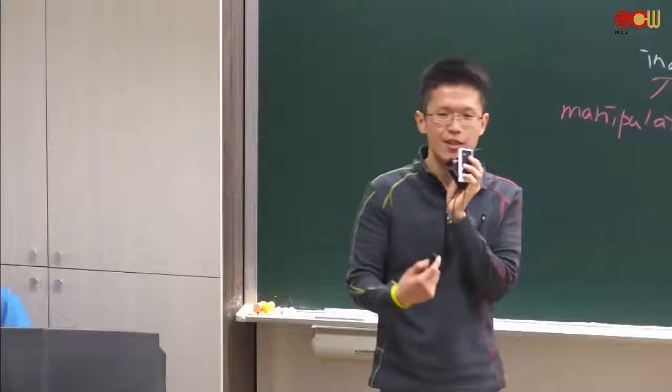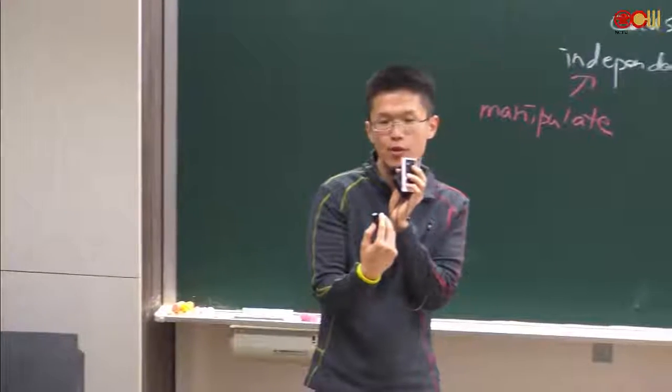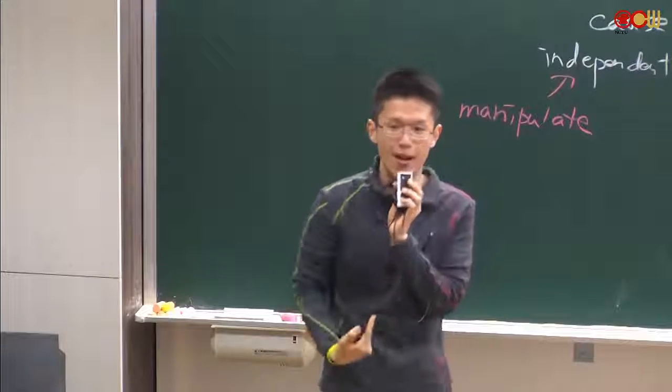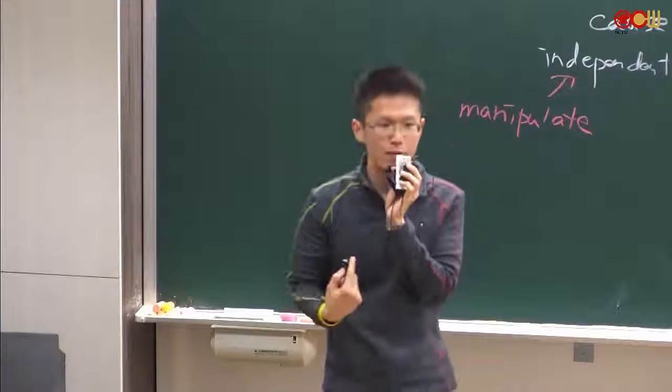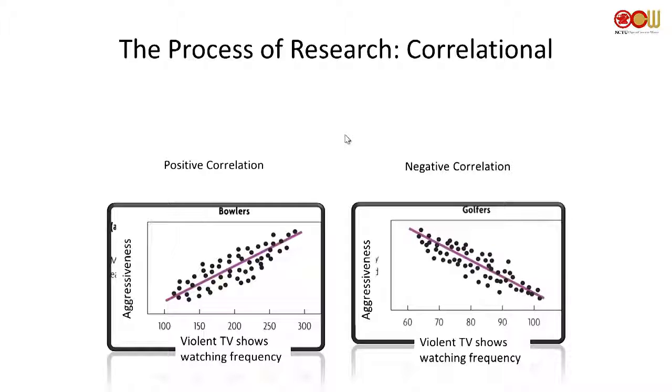If you plot your weight and your height, supposedly there should be a positive relationship. The taller you are, the heavier you are. That is called a positive correlation. Same here. If you plot your violent TV show watching frequency and your aggressiveness, if you get a result like this, it means that the more violent TV shows you watch, the more aggressive you are. That is a positive correlation.